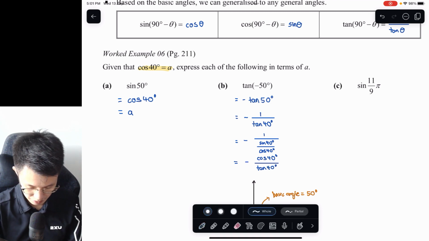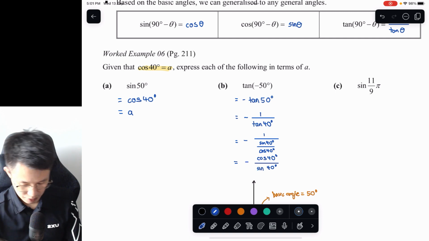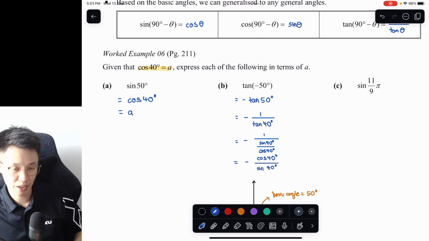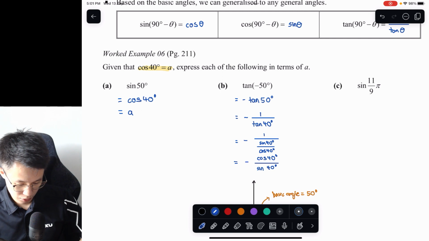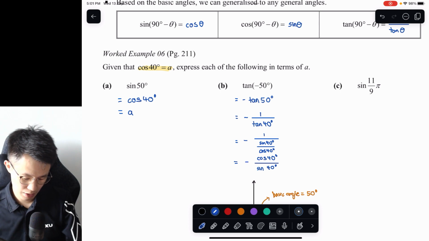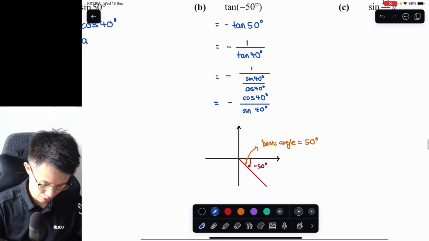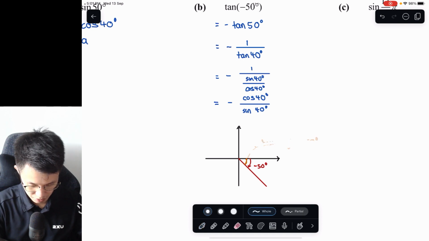Sorry, why am I saying tangent? It should be sine. Which begs the question now, how are we going to find sine 40 degrees? It's actually not that hard. One way is to use the quadrant again. I'm going to use this quadrant again.